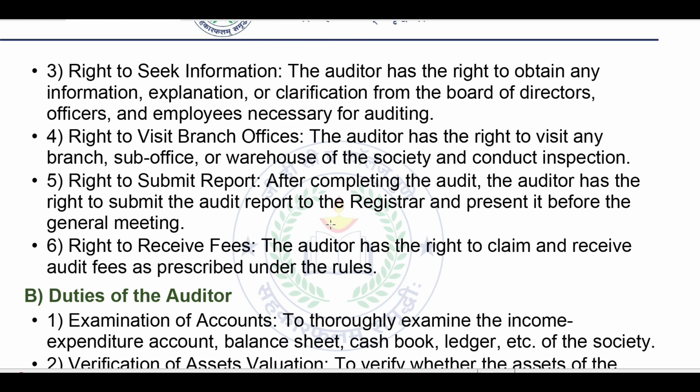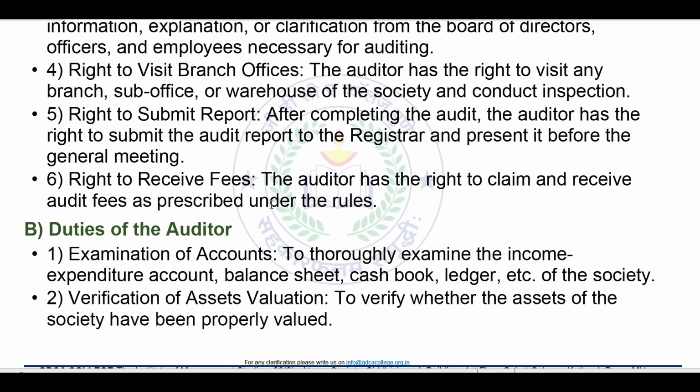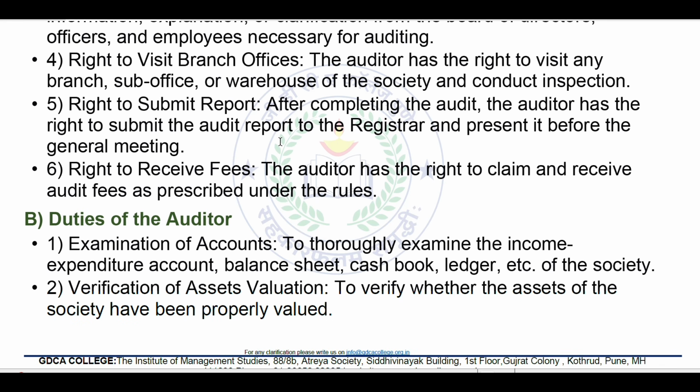Number 3, right to seek information. The auditor has the right to obtain any information, explanation, or clarification from the board of directors, officers, and employees necessary for the auditing. Number 4, right to visit branch offices. The auditor has the right to visit any branch, sub-offices, or warehouses of the society and conduct the inspection. Number 5, right to submit report after completing the audit. The auditor has the right to submit the report to the registrar and present it before the general meeting.